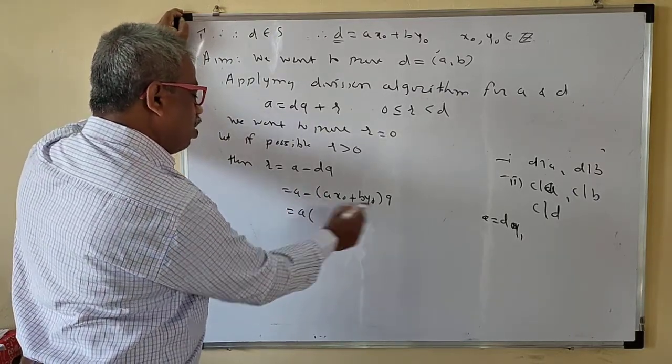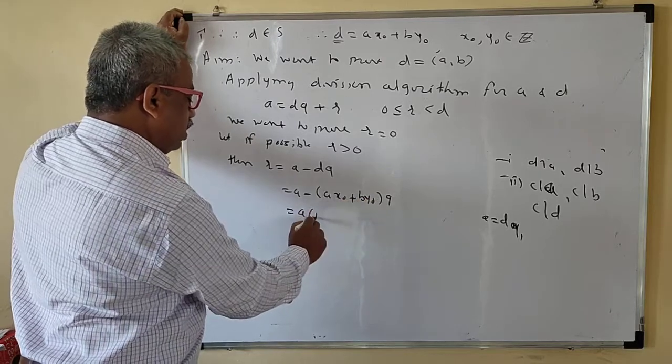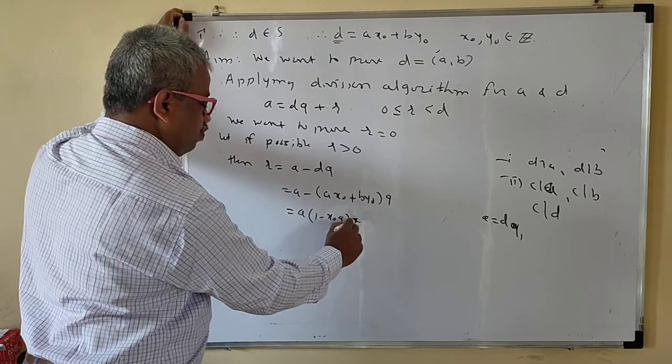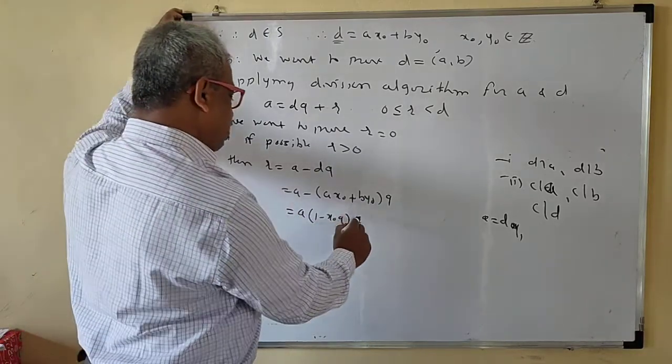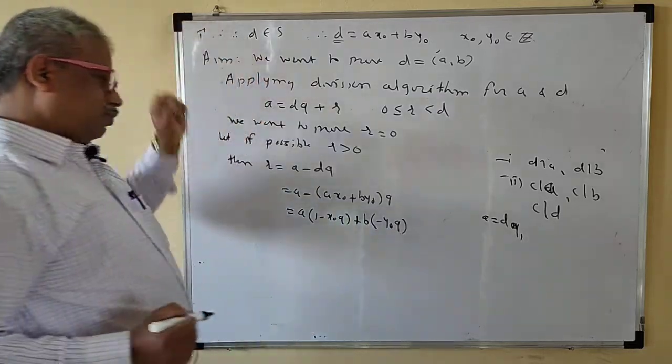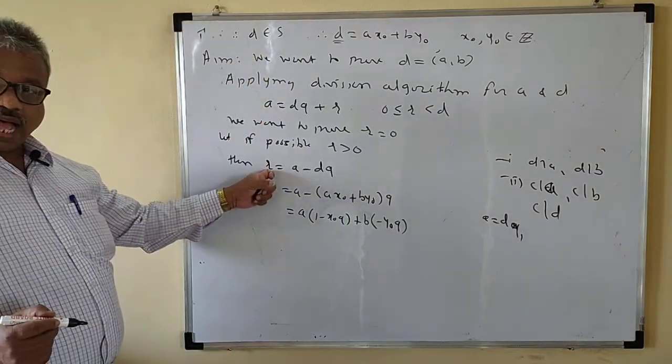So if you take a common, you have to multiply by this q. Then this is 1 minus x naught q, plus b, then this is minus y naught q. Now see, this is r.